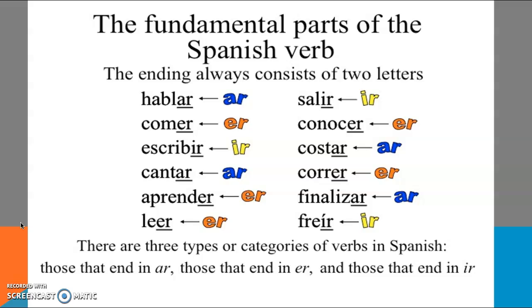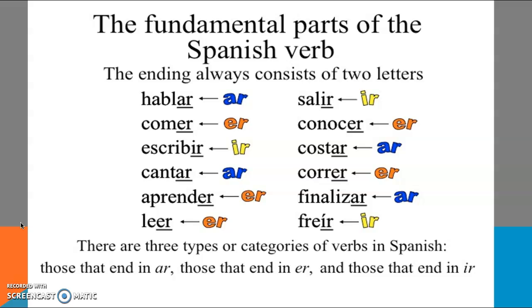So looking at our verb hablar on the screen, you can see the last two letters are AR. So this tells us it is an AR verb. Our next example is comer. Comer ends in ER, therefore it is an ER verb. And escribir, the last two letters are IR, therefore it is an IR verb.